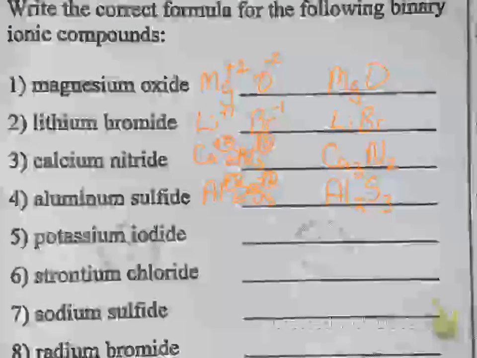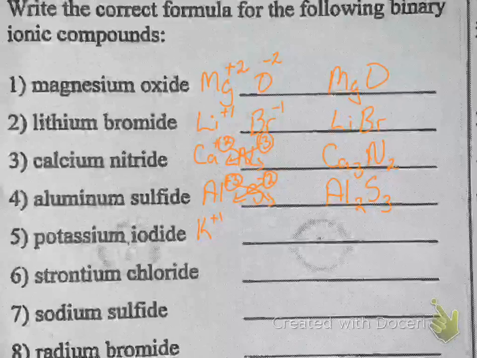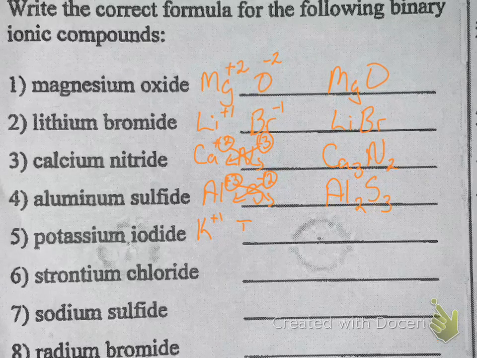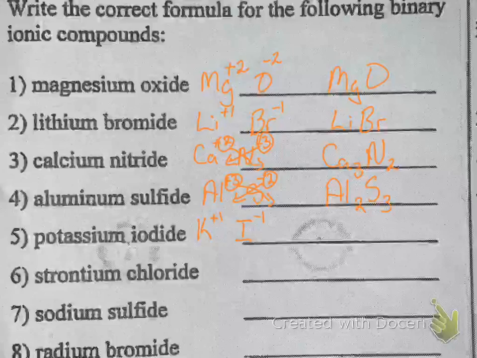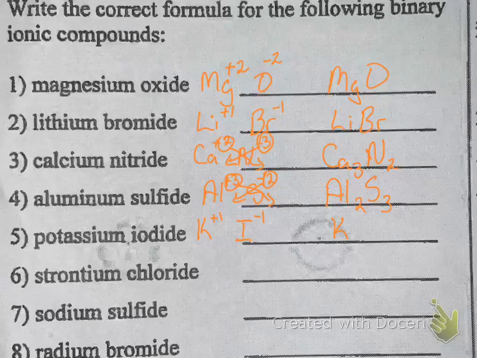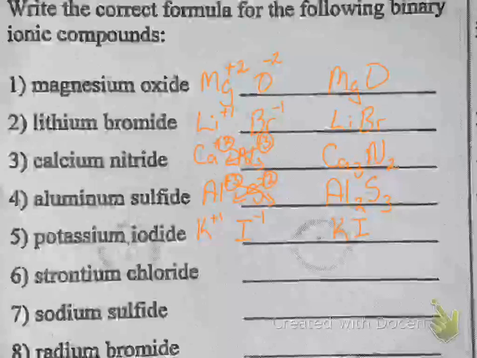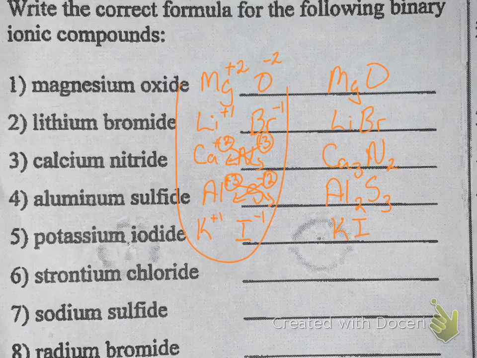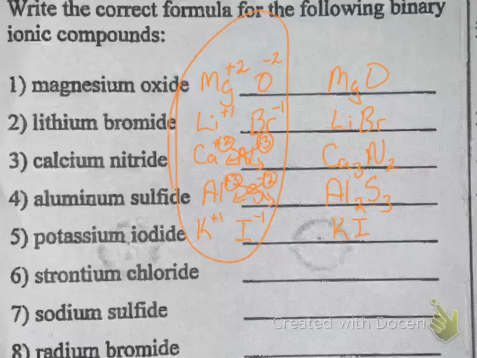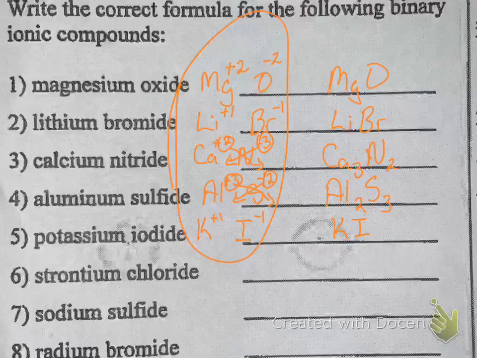Potassium iodide. Potassium is K with a +1. Iodide is iodine, which is I with a -1. +1, -1, cancel each other out. No need to cross over, just put it together, and you end up with KI. Make sure you get the capitalization right. Take it from there. That's all it is. Now, this work that I showed you, you have to have it. You just can't skip to the answer if you want credit for it.